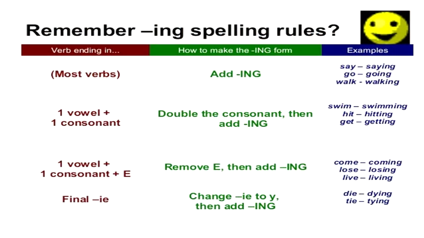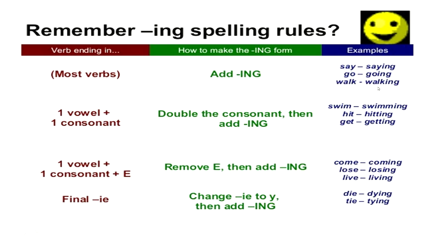Now children, a very important thing. Remember ing spelling rules. We have shared in the previous session also. Children, spellings play a very important role in English. Now most of the verbs, they add ing and they do not change. Like say becomes saying, go becomes going, walk becomes walking. There is no change in the spelling of our main verbs. We are only adding ing.